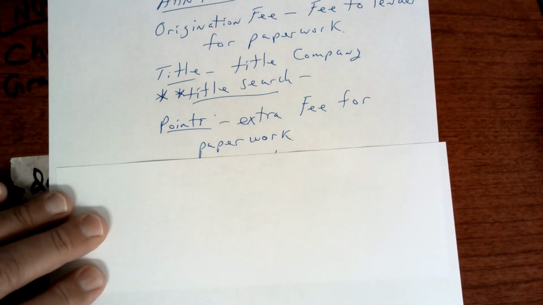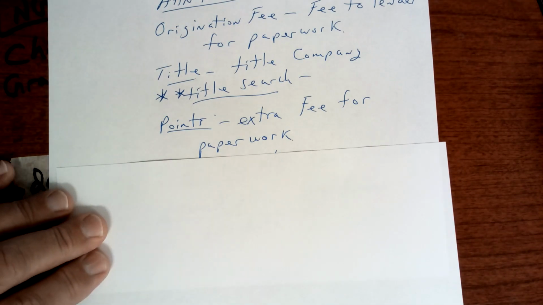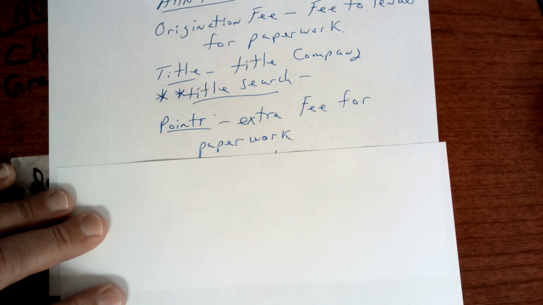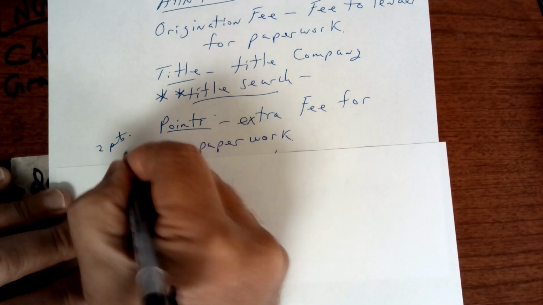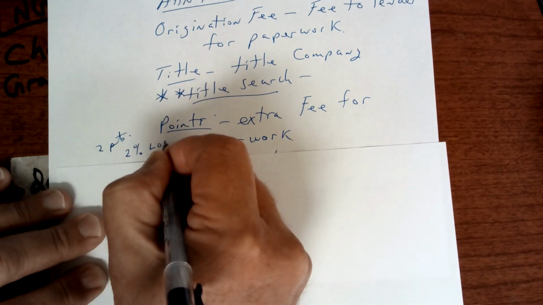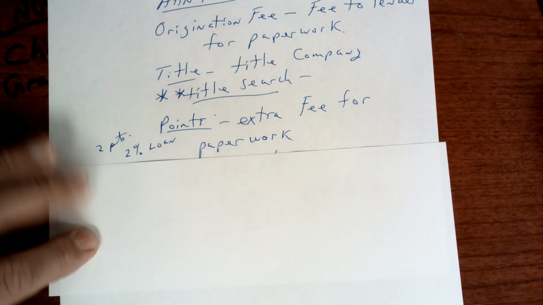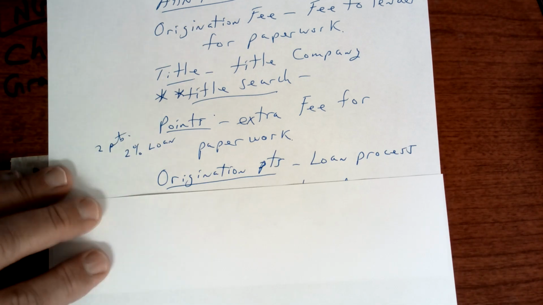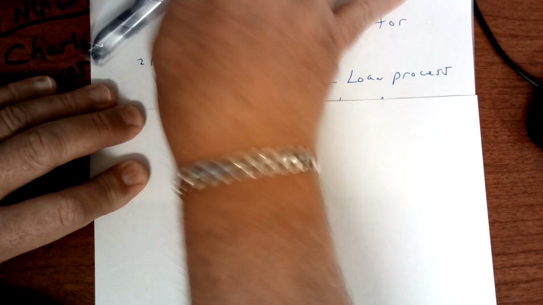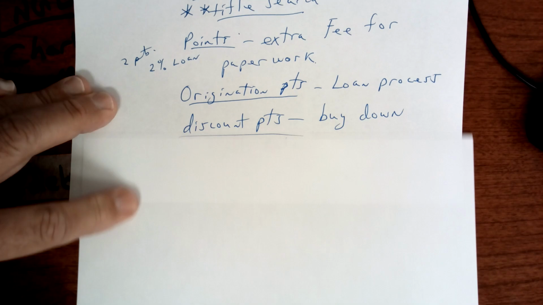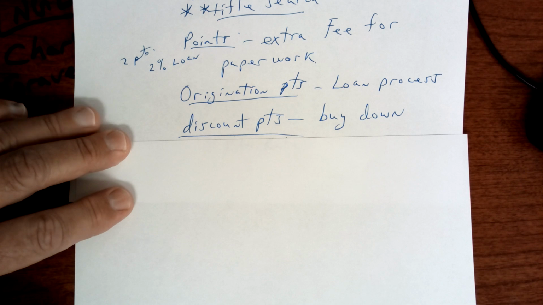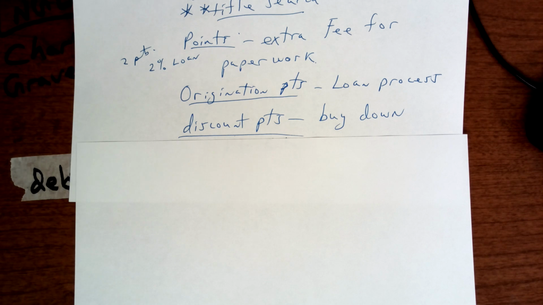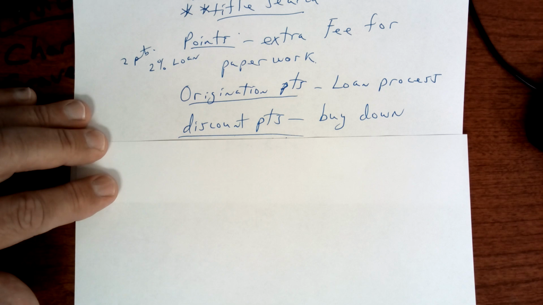Points. That's just an extra fee. So a point is like 1% of the whole loan. So if you have 2 points, it would be 2% of whatever the loan is. You'd multiply by 0.02. Origination points, again, loan processing, that you pay the lender. Discount points, where you buy down the interest rate. So if the interest rate is 8% and you pay 2 points, discount points, it would be 6%.